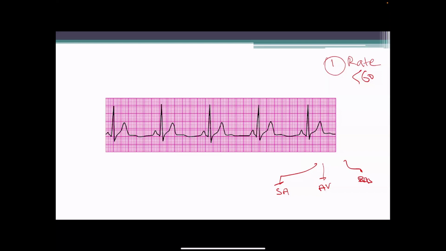SA. Yes, exactly. So what is this exactly? Sinus brady. Why? Because you have a P wave, everything is normal, everything looks fine. You have a QRS, everything is there, and it's regular. When you have a P wave and it's regular, you think of sinus. So this is sinus bradycardia.